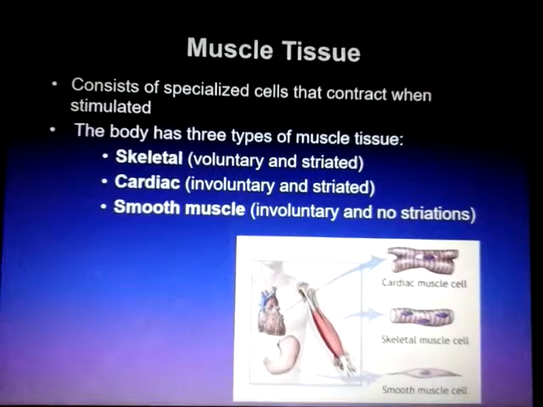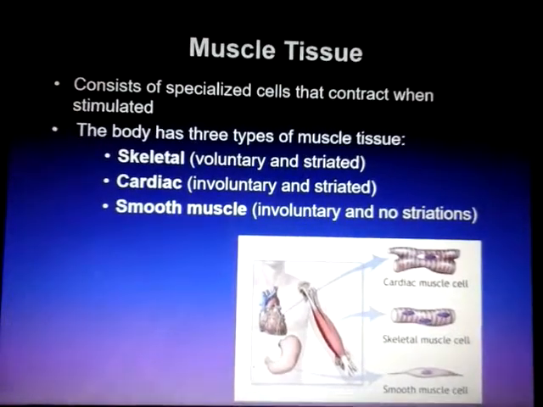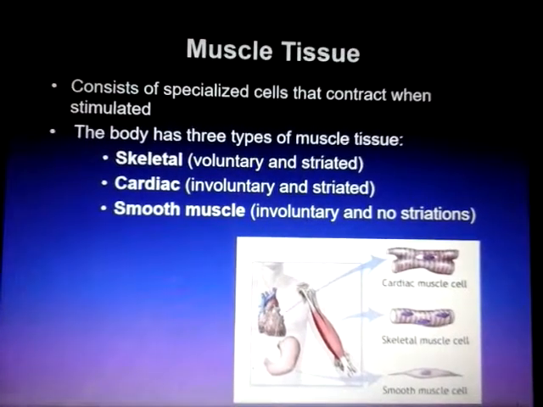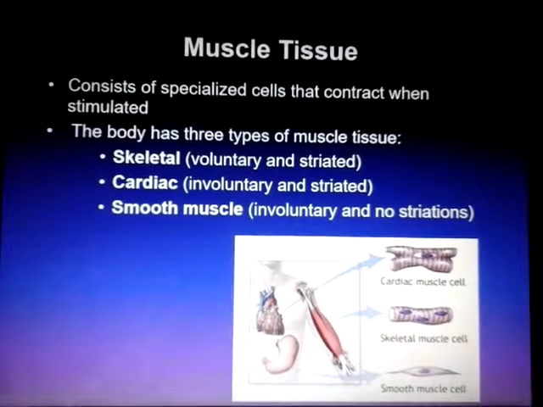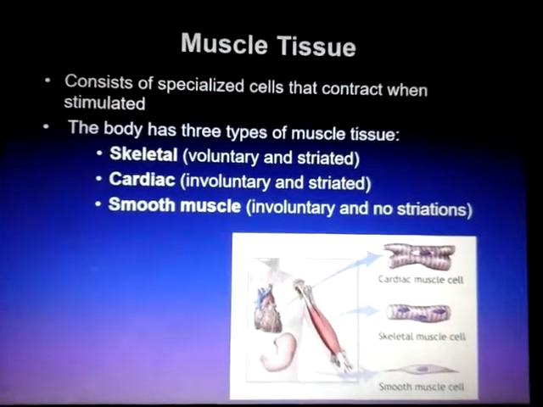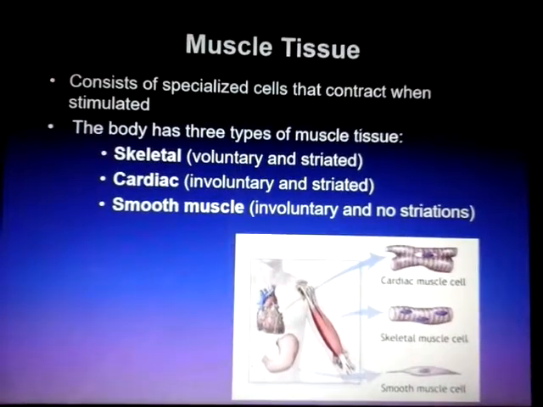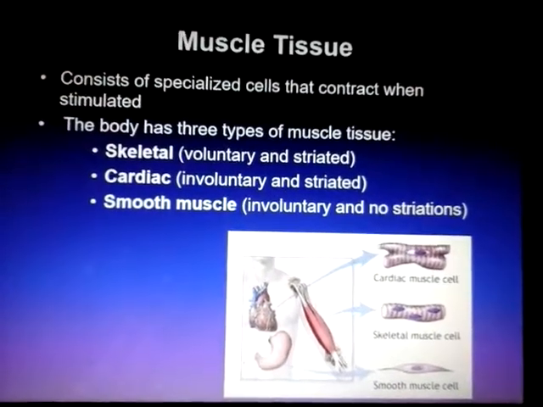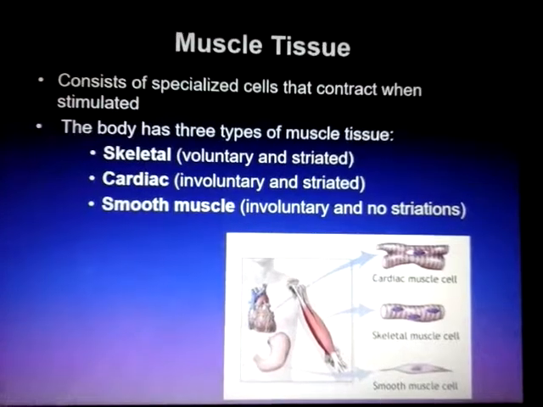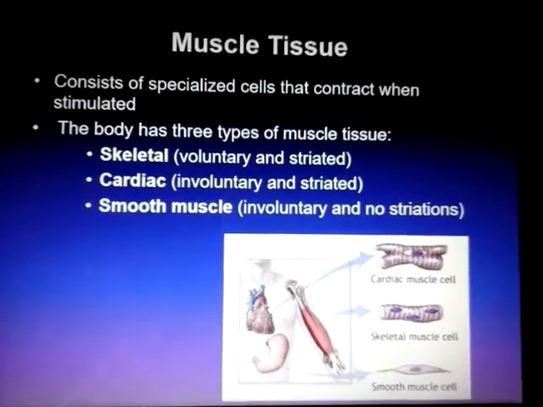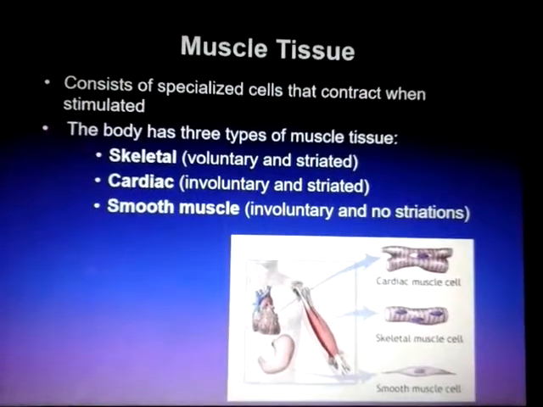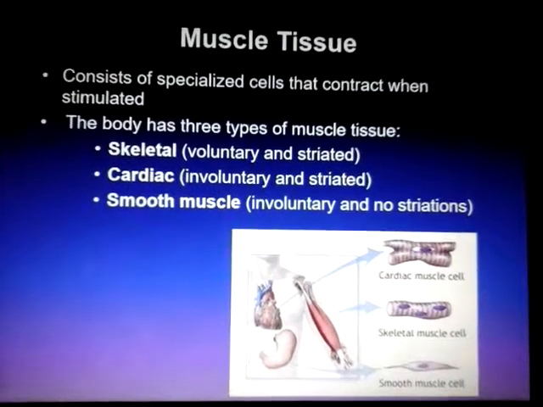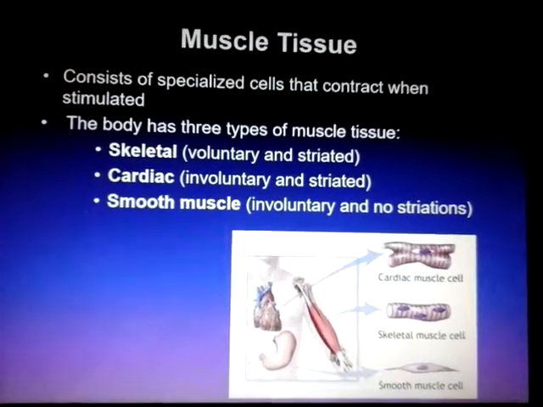Cardiac muscle obviously is in your heart. Well, you can't tell your heart when to beat. You don't have to tell your heart when to beat. It's involuntary. It just knows how to do it. And then you'll also see what's called striated and non-striated. Well, muscle tissue is made from proteins. And when we get to muscle tissue, we're going to talk about those different proteins. We're going to talk about actin, we're going to talk about myosin.